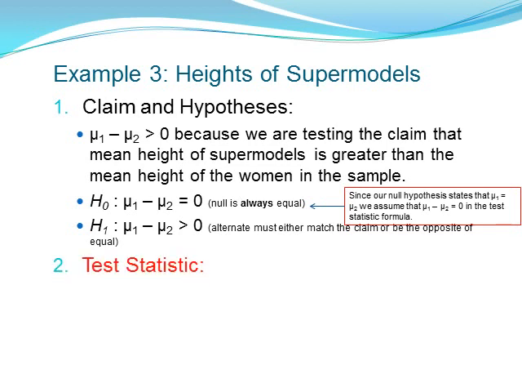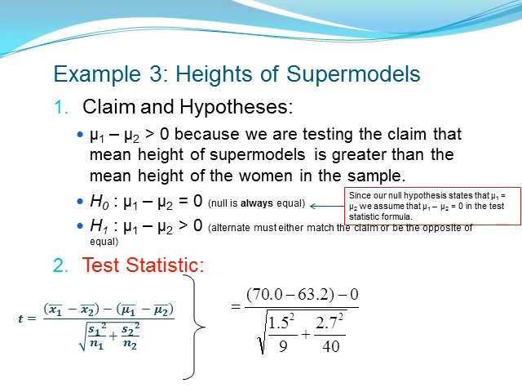Next, let's set up the test statistic formula for this one. So we have 70 minus 63.2, the subtraction of the two sample means, and then we subtract 0 from that. And then we divide that by the square root of each standard deviation squared divided by its sample size, and we add those values together. So for the numerator I get 6.8, my denominator is 0.6565, and that gives me 10.343 for the test statistic.